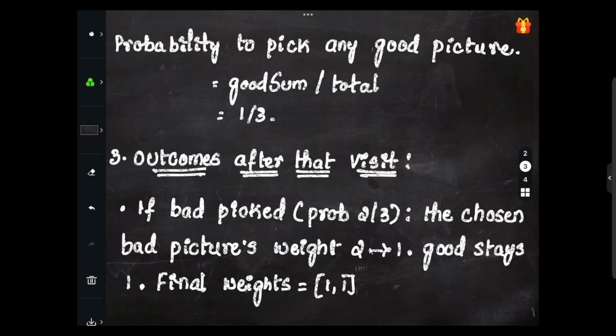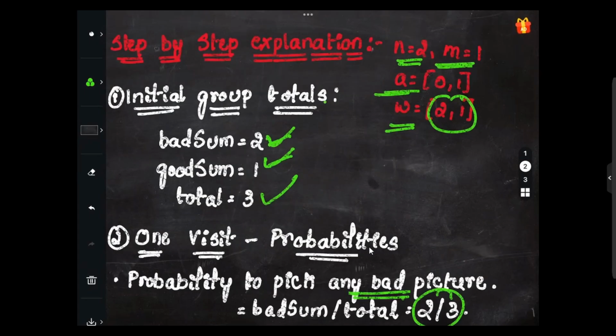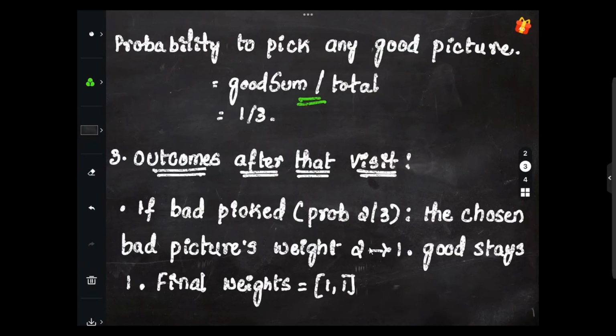Next, let's move on with the good picture, right? So the probability to pick any good picture will be good sum by total. For the good sum we have the value 1 here, for the bad sum we have the value 2. This is nothing but the bad sum, this is nothing but the good sum, right? So for the good sum we have the value 1 here, bad sum we have already considered, bad sum by total. This one for the good sum will be going with good sum by total.